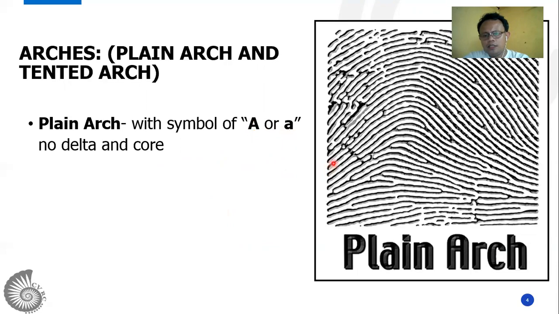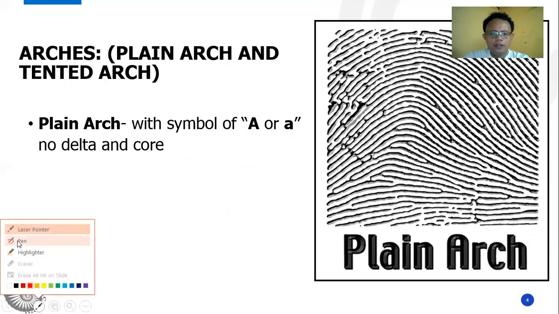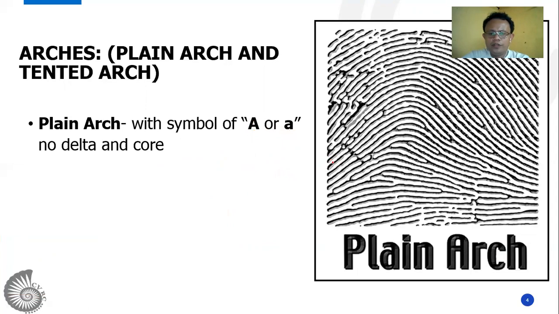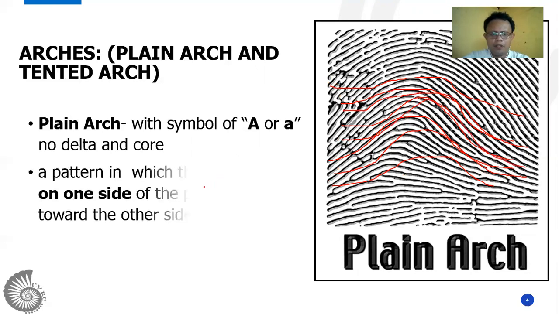If you notice in this part here, you can determine that the flowing of ridges from one side to the opposite side only creates waves, or they are only creating weaving. It has no other formation. And in the fingerprint, this weaving is not called a pattern or a design. No, this is not identified as a pattern. That's why it's called plain arch.